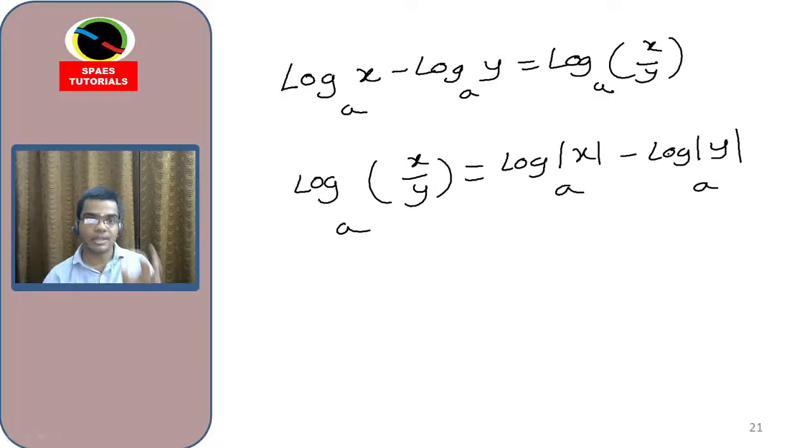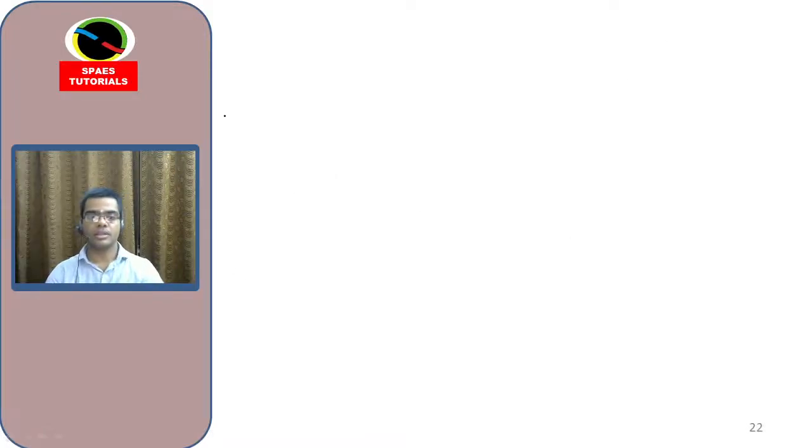Logarithm, in the previous class I told you, is not defined for negative numbers, so we need to put the mod, and even the product xy should be greater than 0. That means either both x and y should be negative or both x and y should be positive. This much is clear. Now we'll go to the next thing, that is the third law.